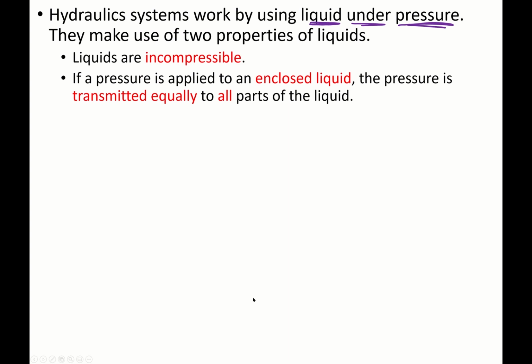So in order for the pressure to transmit this way, the liquid must be incompressible. That's why a liquid is preferred. It must be incompressible. So the question you should be asking yourself is, what if gas is used? I'll leave it to you to discuss with your friends how the hydraulic system will be affected if gas is used.